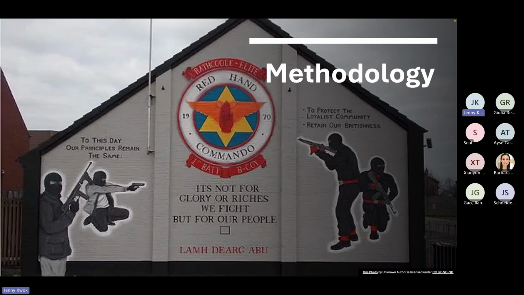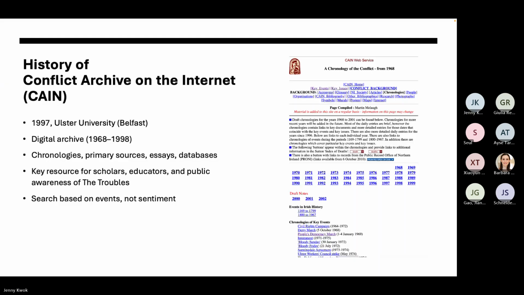But since we're at King's, I'm sure everyone wants to know about the more digital stuff, and here it is. In terms of methodology, we're using the archive CAIN. This is how it looks. It's year-based, and it was directed and initiated by Ulster University together with the Linen Hall Library and Queen's University, all of them in Belfast, in 1997, just a year before the signing of the Good Friday Agreement. We'll say more about the origin of CAIN in the Q&A part.